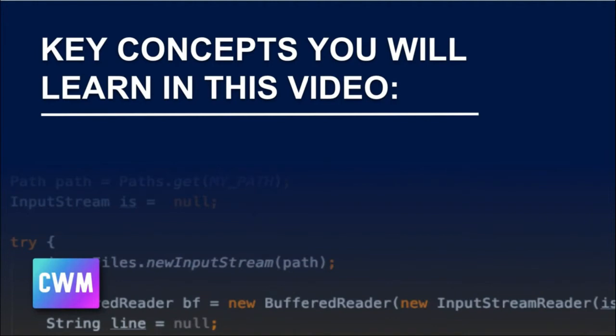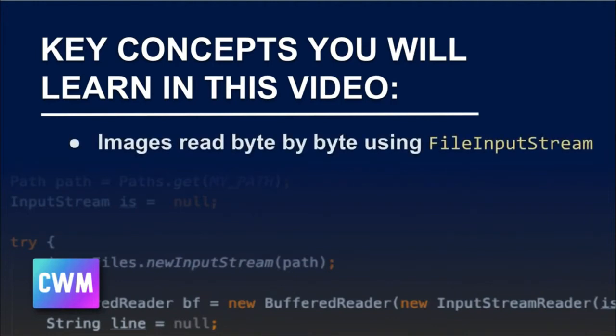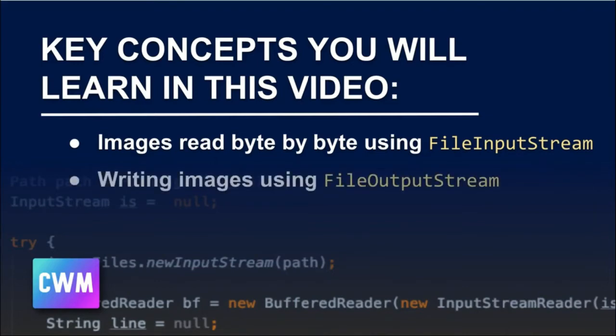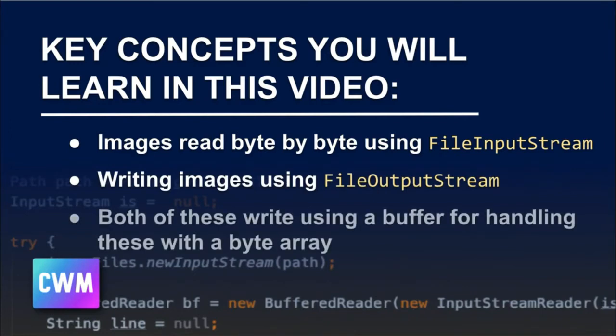Okay, some key concepts you'll learn in this video. The images that we read are read byte by byte using the file input stream. And writing images uses the file output stream. Both of these write using a buffer for handling these with a byte array.